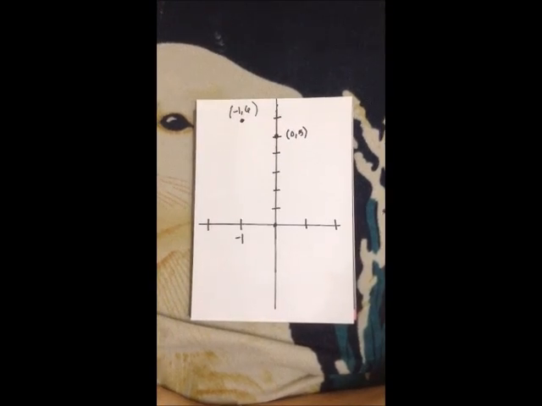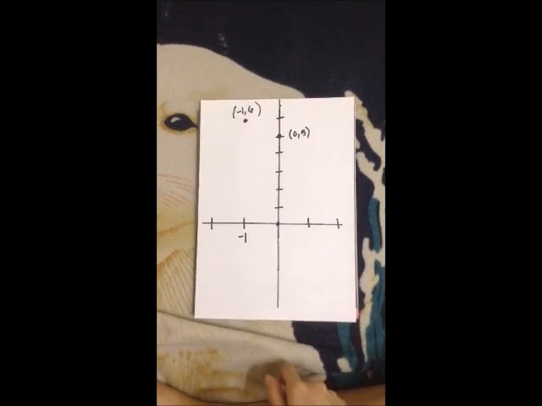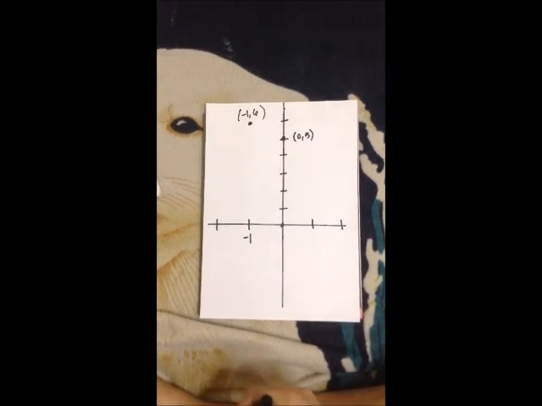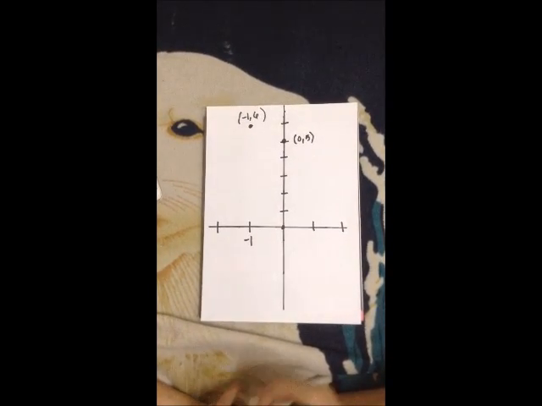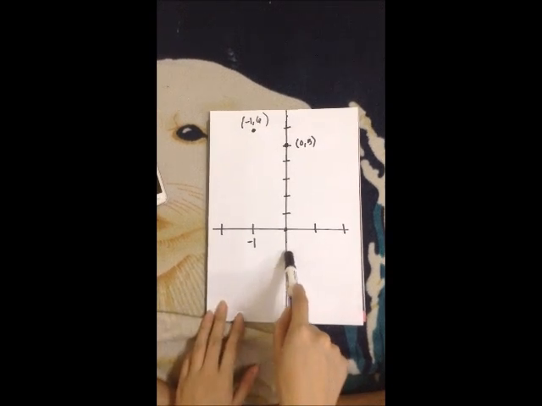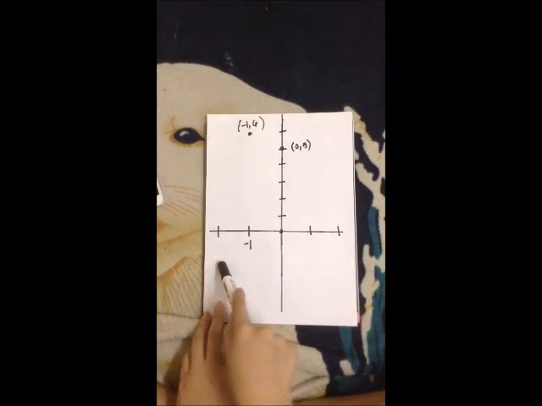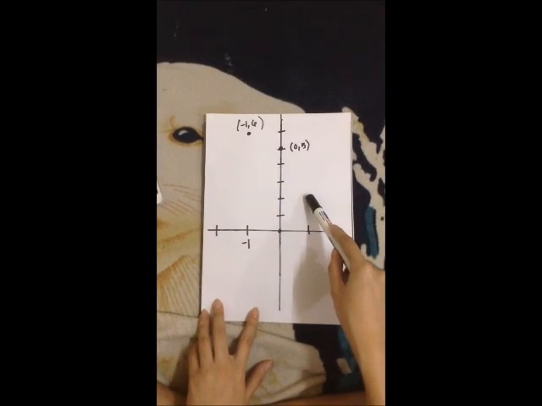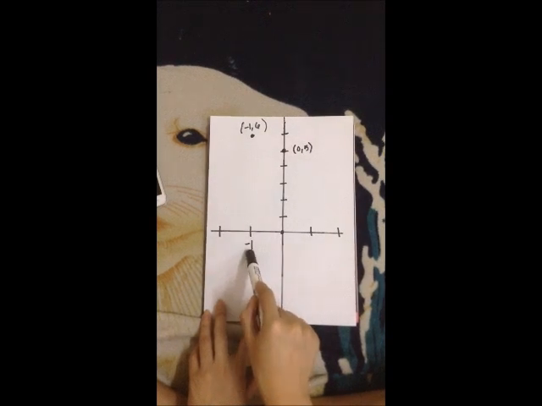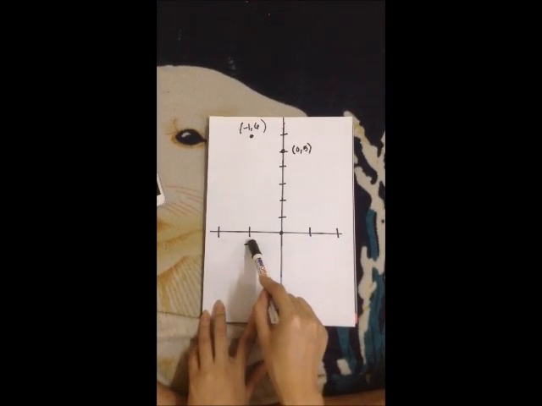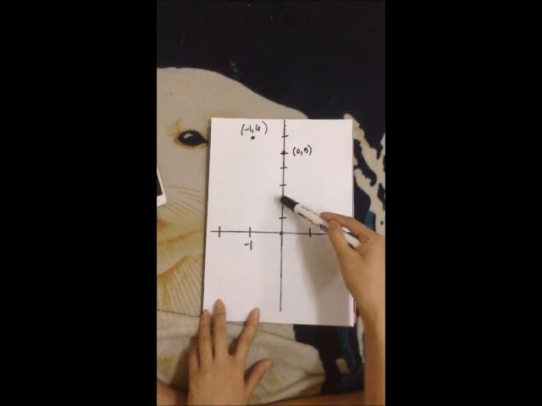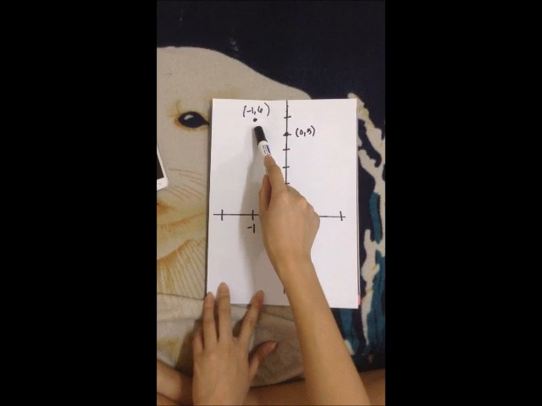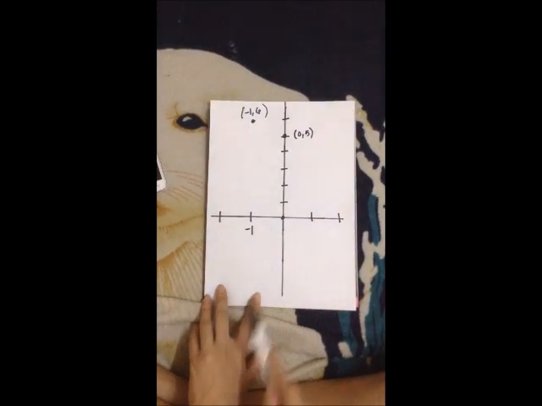For our second point, we have the value of x as negative 1 and the value of y as positive 6. Since the value of x is negative, it is placed on the left side of the x-axis, while the y value is positive, so it goes upward. -1 for the x-axis, and for the y-axis, 1, 2, 3, 4, 5, 6, and there we go. For the second point, we have -1 and 6.